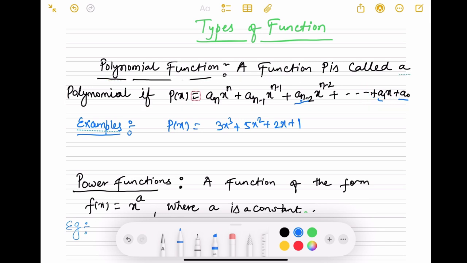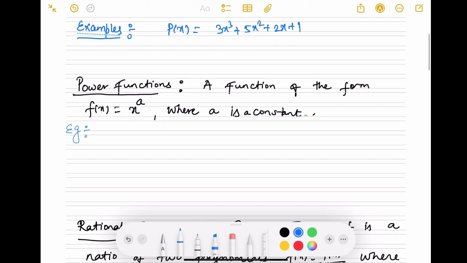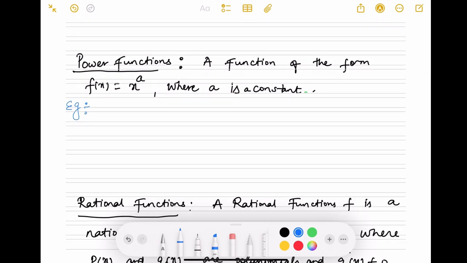Okay, the next function is the power function. A function of the form f(x) = x^a, where a is any constant. Examples: f(x) = x^(1/2), x^(1/3), x^(root 2), x^(root 5). Here a is any constant. These are examples of power functions.